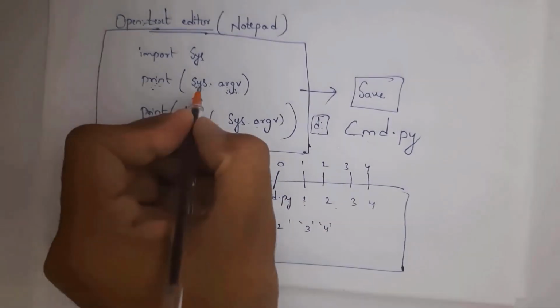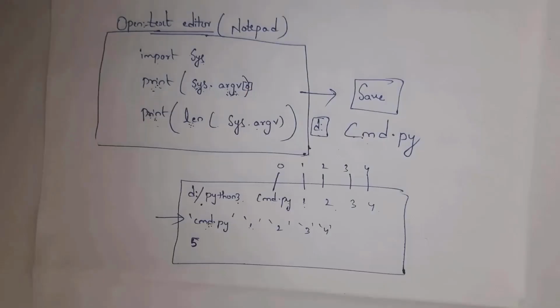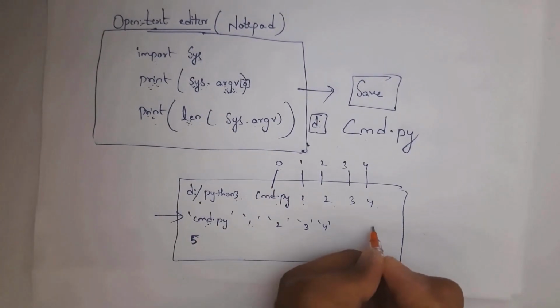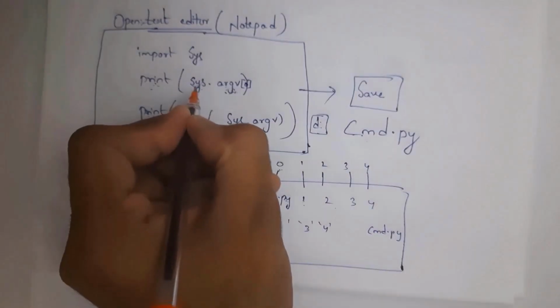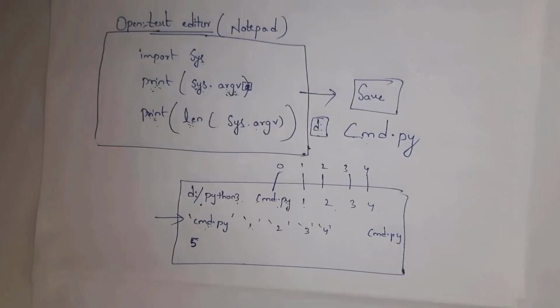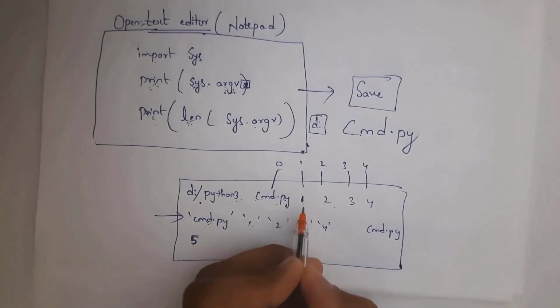For example, here in place of sys.argv, if you write sys.argv of 0, then whatever the input that is present inside index number 0 will be displayed as output. Here index number 0 contains file name. So here you will get file name, that is cmd.py. For example, in place of sys.argv 0, if you write sys.argv of 1, the argument which is present in index number 1 will be generated as output. Index number 1 contains argument 1. So we'll get output 1.